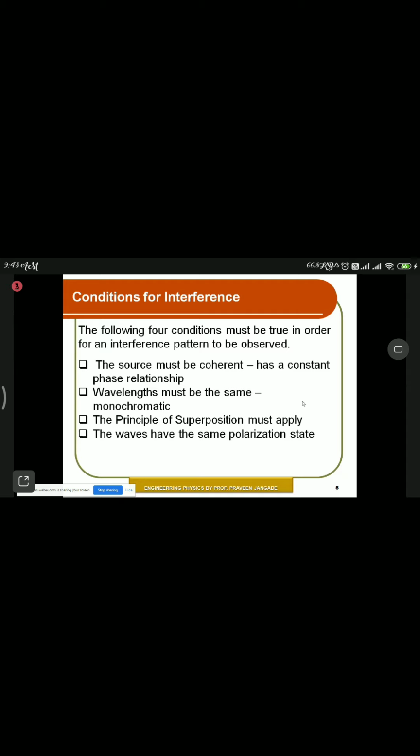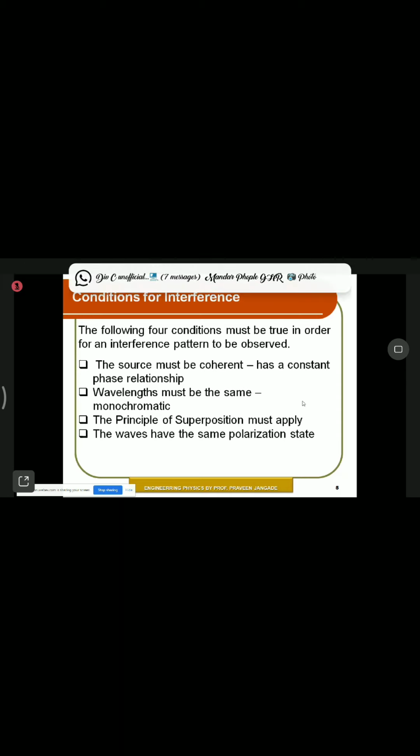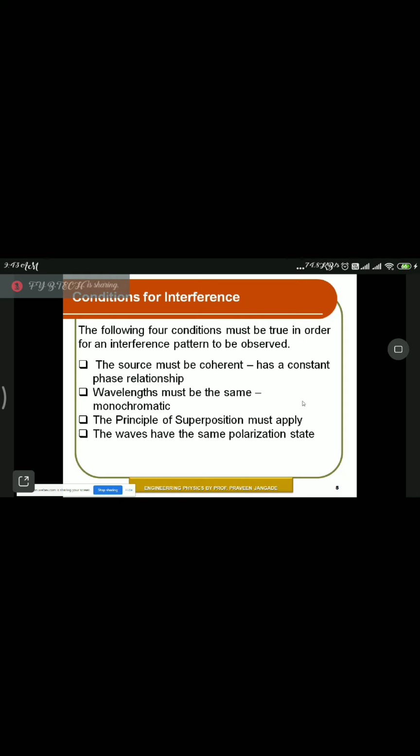The second mandatory condition is that the waves should be monochromatic. Monochromatic means the light source should have the same wavelength, or only a single wavelength. Monochromatic means single color, and a single color possesses a single wavelength. Then the third one, as we just mentioned, is that they should satisfy the principle of superposition.